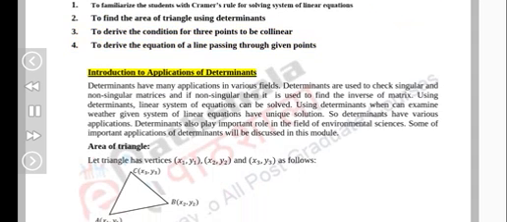Introduction to applications of determinants. Determinants have many applications in various fields. Determinants are used to check singular and non-singular matrices, and if non-singular, then it is used to find the inverse of matrix. Using determinants, linear system of equations can be solved. Using determinants, one can examine whether given system of linear equations have unique solution. So determinants have various applications. Determinants also play important role in the field of environmental sciences. Some of important applications of determinants will be discussed in this module.